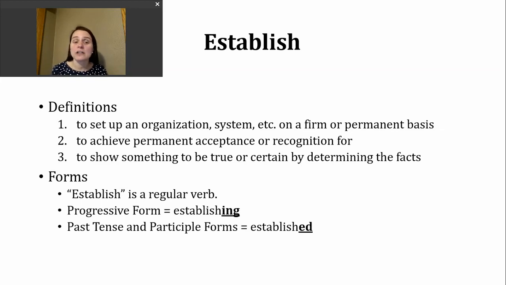Establish is a regular verb. To make the progressive form, all you need to do is add ing to the end, and you have establishing. The past tense and participle forms are formed by adding ed to the end. Because this verb ends with a voiceless sh sound, the ed is going to make a t sound. Established, established.